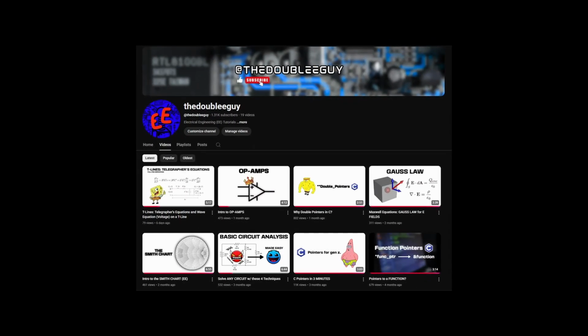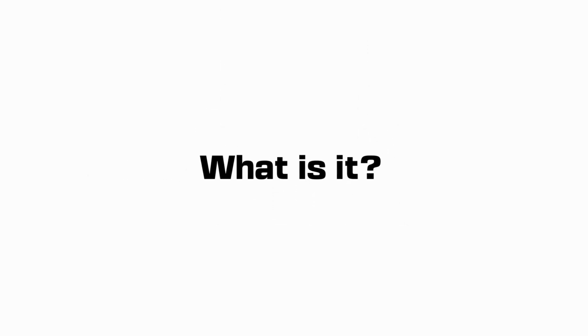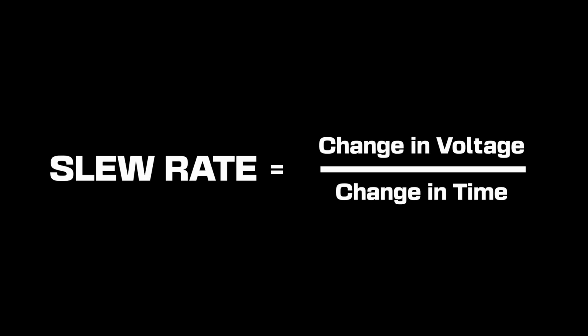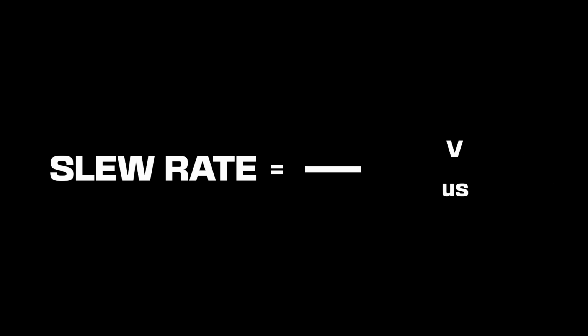In today's video, we're going to talk about a key concept in analog electronics called the slew rate of an op-amp. So what is it? Why does it matter? And how does it affect your circuit? Slew rate in technical terms is the maximum rate of change of the output voltage per some unit time. The slew rate of an op-amp is typically measured in volts per microsecond.